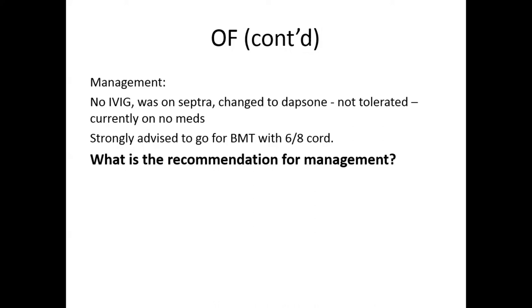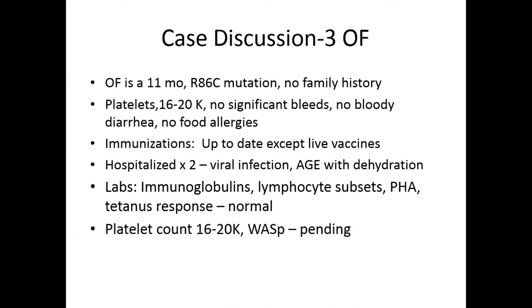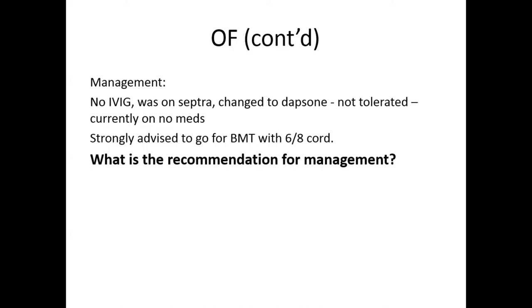All right. Another patient, 11 months old, same mutation, no family history, normal platelet counts of 15 to 20, no significant bleeds, no bloody diarrhea, no food allergies, had all immunizations except live vaccines, but he's only 11 months old. Hospitalized twice for viral infections, all the basic immunology workup is normal. WAS protein is again pending, but probably some level. He has no IVIG. He was on Bactrim, but was changed to Dapsone, which he didn't tolerate. Currently has no medication. He was strongly advised by a transplant center to go to BMT with a 6 of 8 matched cord.